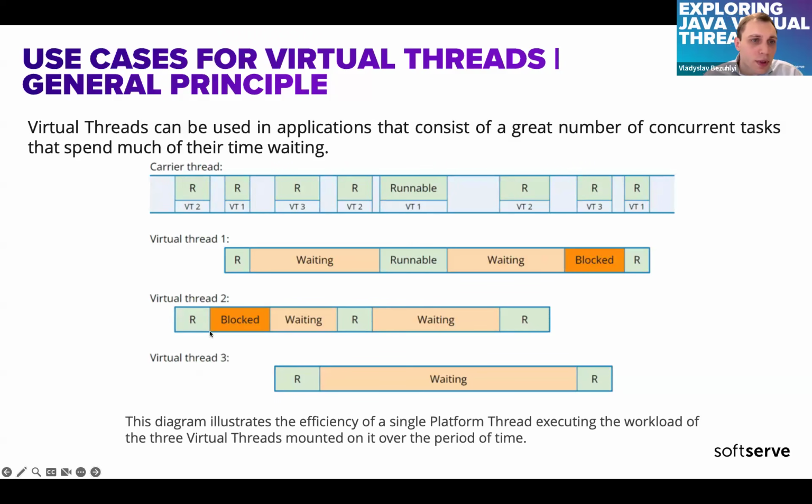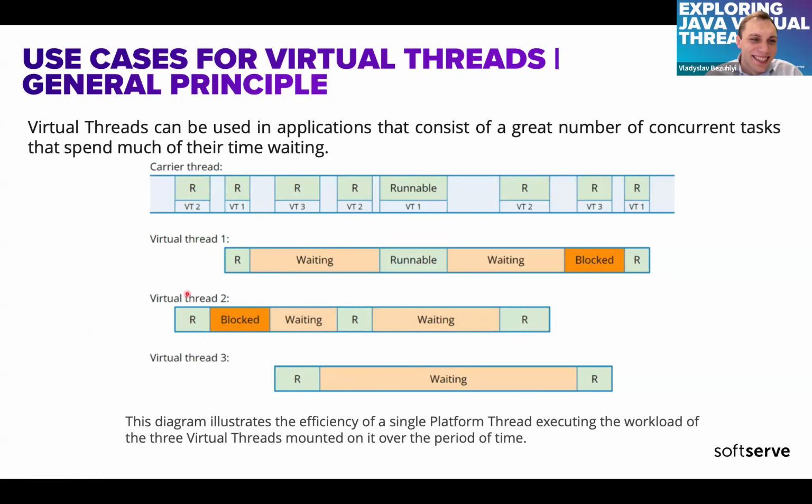We can see that, for example, the carrier thread executes virtual thread 2. Then you can see my pointer, right? Or not? Yes, we can. Yeah, we can. Here I have a fancy one.